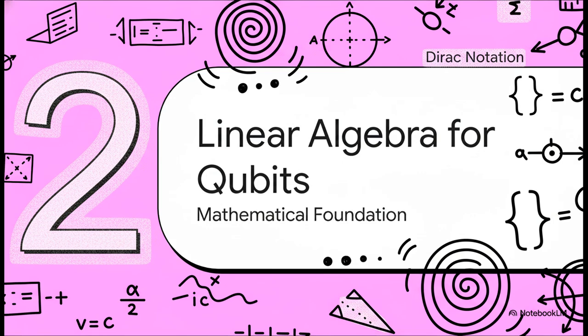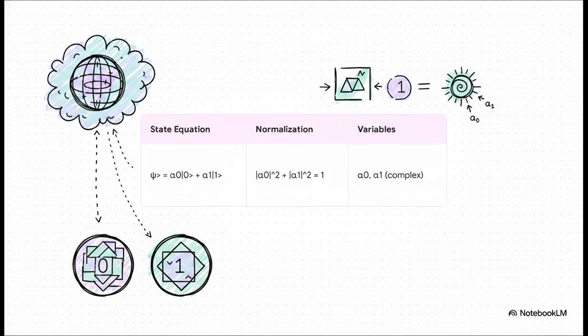Moving right along, Section 2, Linear Algebra for Quantum. If you want the master key to quantum math, it's linear algebra. The state of a single qubit, which we denote with the Greek letter psi, is mathematically equal to alpha 0 times the 0 state plus alpha 1 times the 1 state. Now, the absolutely crucial point here is that alpha 0 and alpha 1 aren't your standard percentages. They're complex numbers called probability amplitudes.